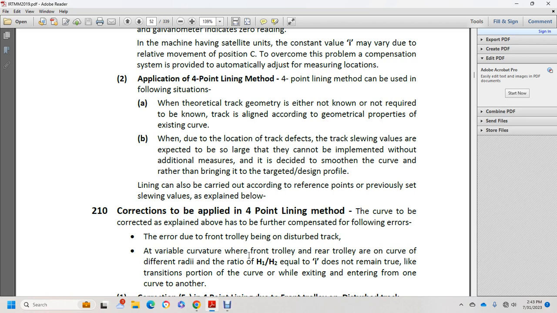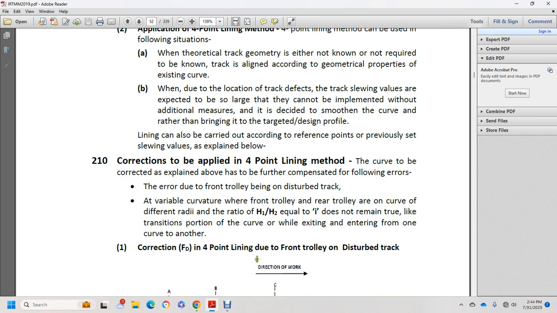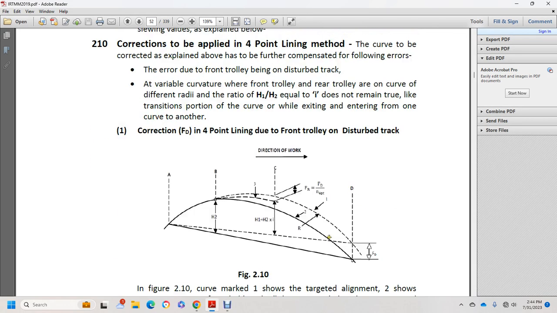Figure 210: correction to be applied with the 4-point lining method. The curve is corrected as explained above, but it has to be further compensated for the error due to the front trolley being on a disturbed track. With variable curvature, where the front trolley and rear trolley are on the curve with a different radial ratio of H1 to H2, the equality for I does not remain true. This is likely in the transition portion of the curve, or while exiting or entering from one curve to another. Correction of the FD in 4-point lining due to the front trolley on a disturbed track.